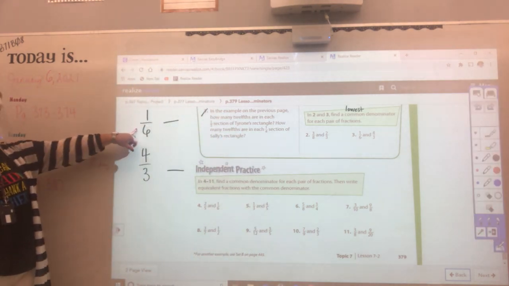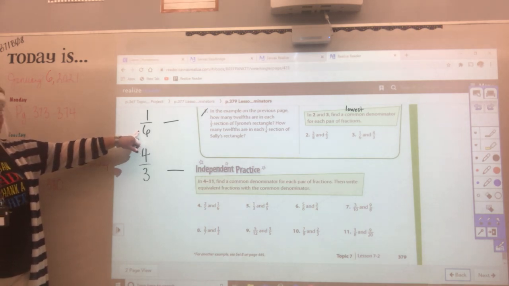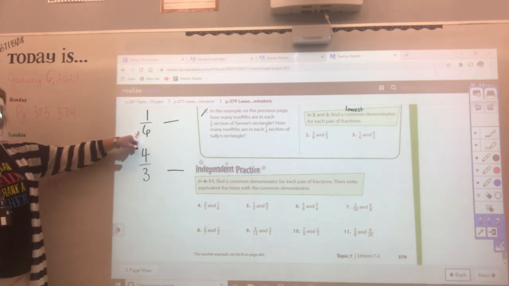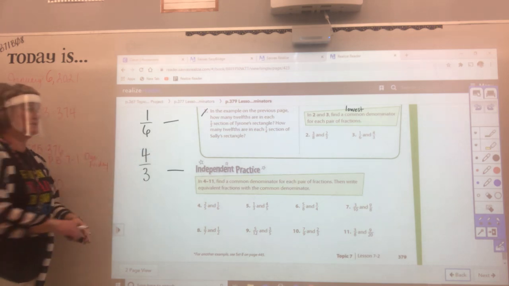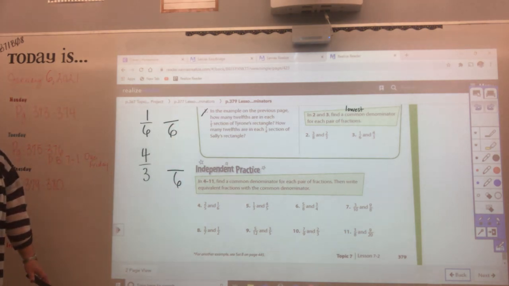Okay, y'all just told me 6 was the biggest denominator. Get your pencil on it and don't move. So ask yourself, what's 6 times 1? 6. Is 3 times anything ever going to get you 6? Yes, so there's your new denominator. 3 times 2 was 6.